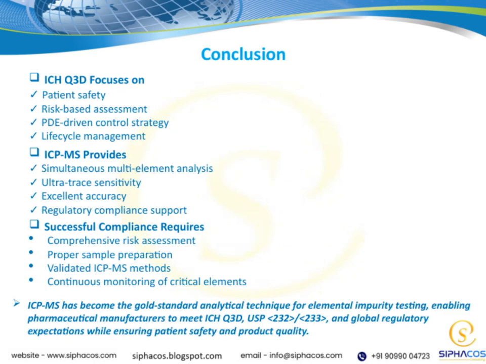ICP has become the go-to technique for testing elemental impurities in pharmaceuticals. It helps manufacturers meet strict global standards like ICH Q3D and USP, all while keeping patient safety front and center. The ICH Q3D guidelines focus on risk-based assessments, patient safety, and managing impurities throughout a product's life cycle. ICP delivers powerful multi-element analysis with ultra-trace sensitivity and accuracy, supporting regulatory compliance. But success depends on more than just the instrument. It requires thorough risk assessment, careful sample prep, validated methods, and ongoing monitoring.